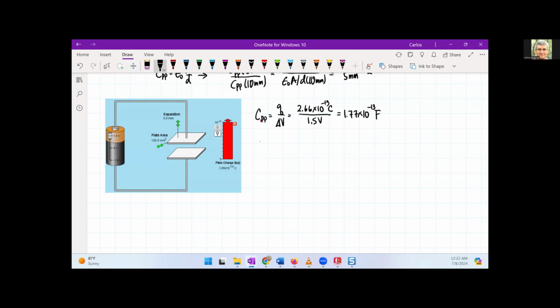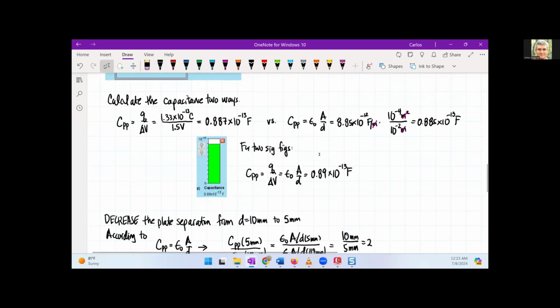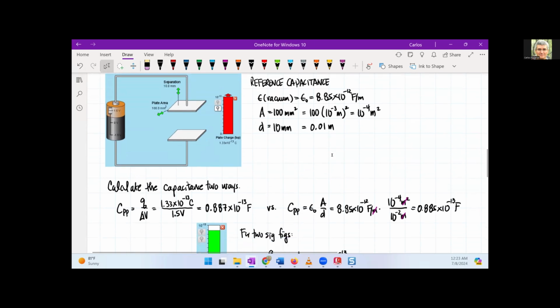Now, if I look at it a second way, we could calculate it using this equation. The only thing that's changed here is the plate separation. But note, we already have the areas. The only thing that's changed here is just the value of D.